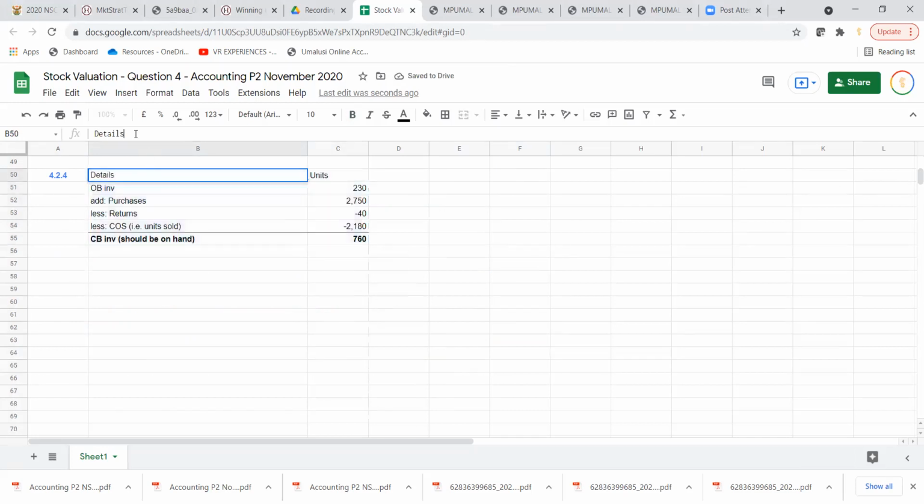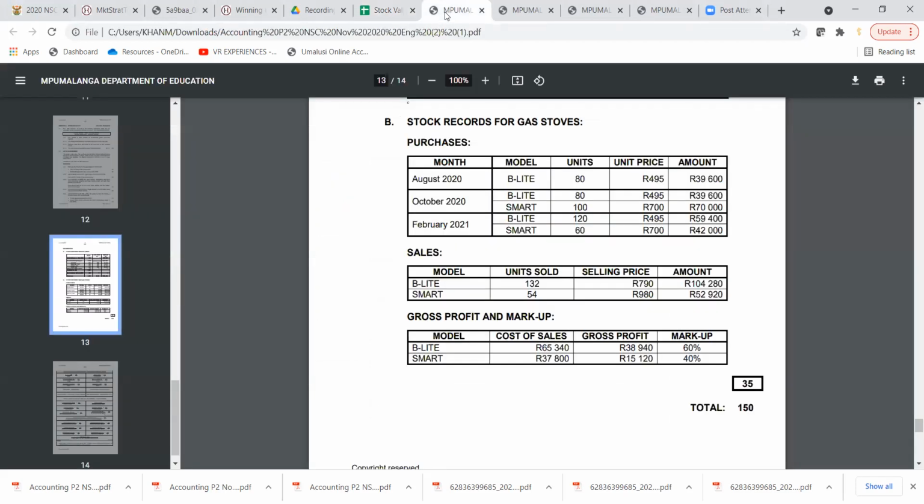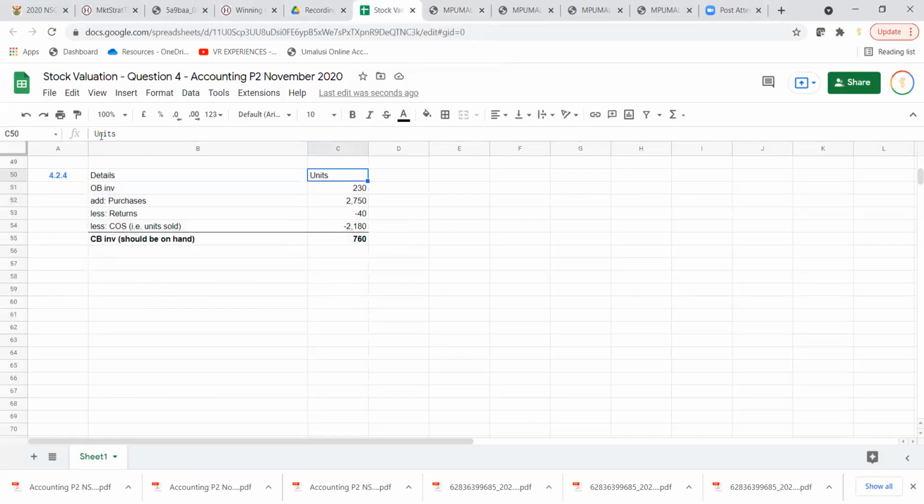So I'm going to say, I can't remember, B light and smart. Okay, so we'll say B light units, smart units. I'm just going to close this and remove this. You don't need it for this particular question.